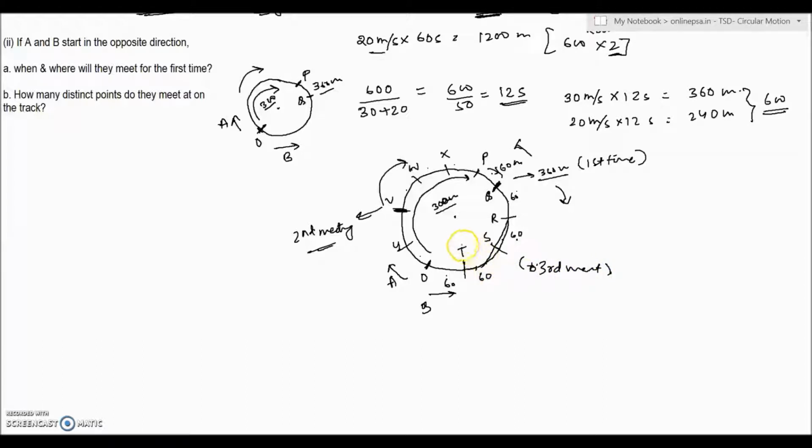Okay, so how do you know how many such points there are? The idea is simple. Look at the speeds. 30 is to 20. The ratio is 3 is to 2. They are in the opposite direction, so add them up to get 5, and then divide the entire circumference by that number. So 12 will be the distinct number.